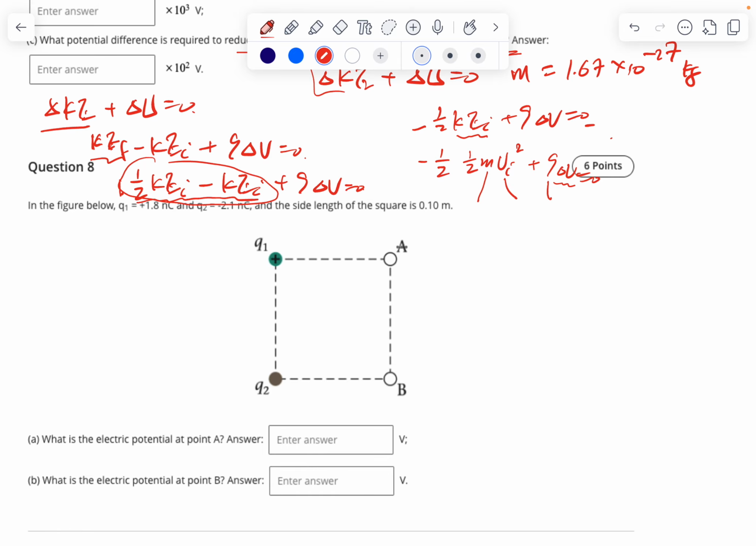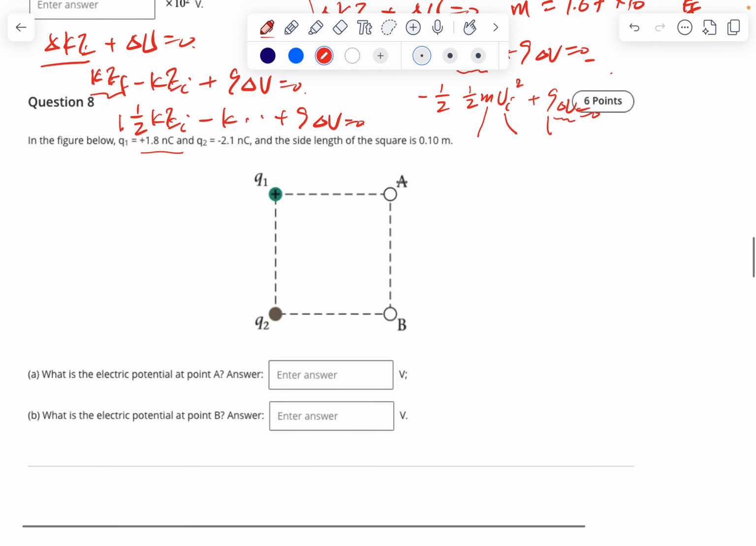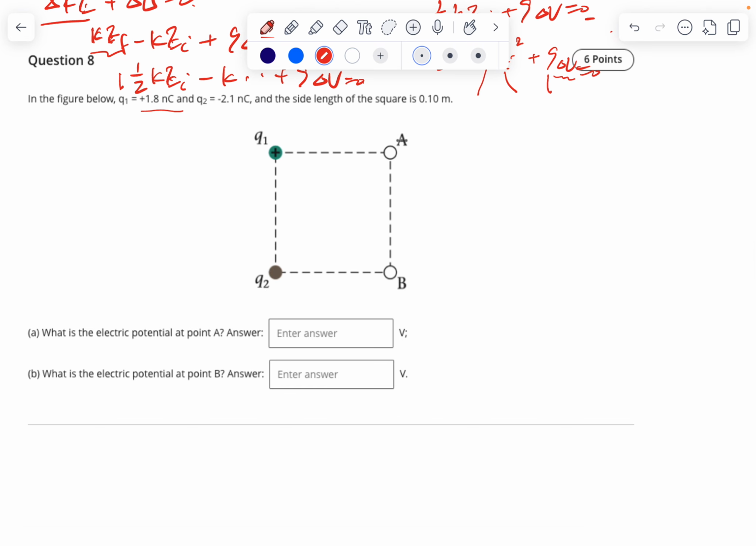Number 8. In the figure below, Q1 is 1.8 nanocoulomb, Q2 is negative 2.1 nanocoulomb, and the side length of this is 0.1 meter. What is the electric potential at point A? All right, so electric potential V equals kQ over r. Remember this equation. This is a scalar equation. This is a sign-sensitive equation.